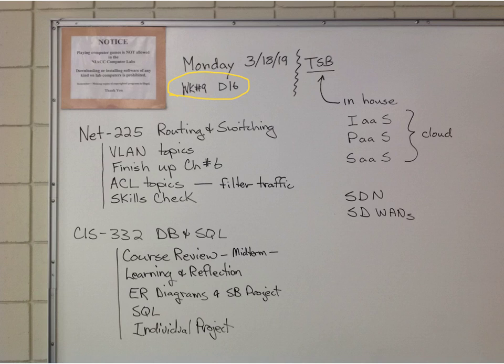Day 16. This is Monday, and as you can see there, week 9, there's the date. So, routing and switching, we have VLAN topics, finish up chapter 6, access control list topics, how we filter traffic, talk about skills check. Tatanka State Bank.